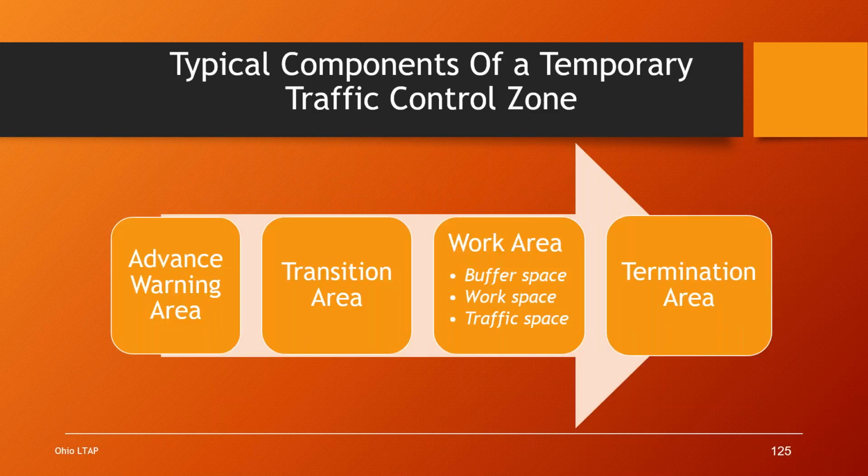So here are the different components of a temporary traffic control zone. First you arrive at the advance warning area. Then there's a transition area where you're going to change a lane usually. And then you arrive at the work area, which consists of a buffer space, the workspace, and the traffic space. And then at the end, you have your termination area.